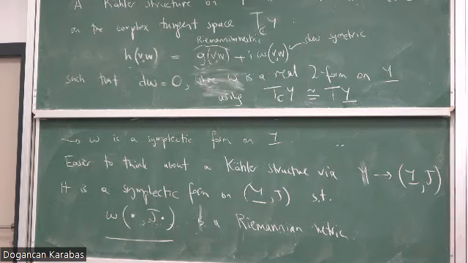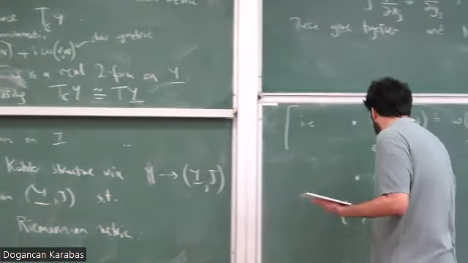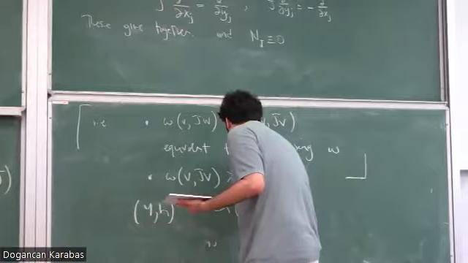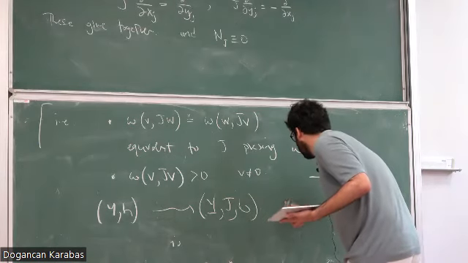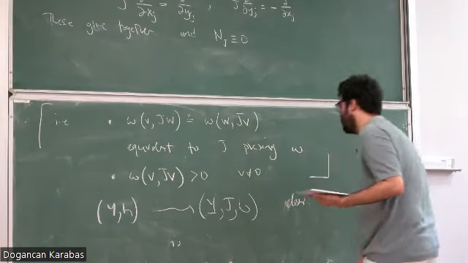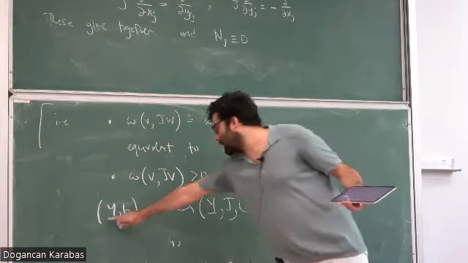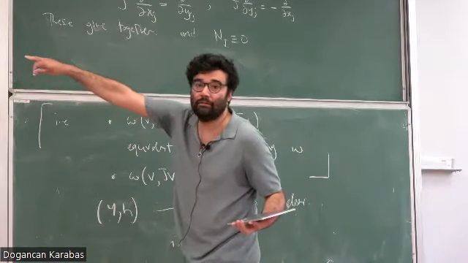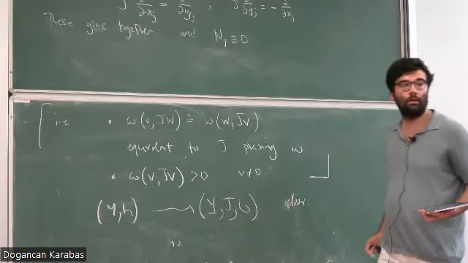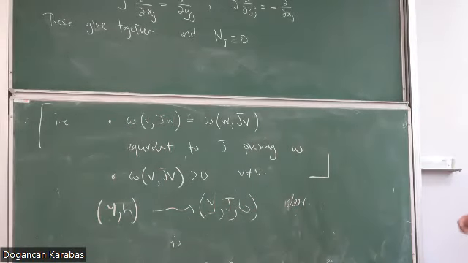And let me just say again, if you start with (Y, H), you get Y underline, and this is clear. So this passage is clear. Okay, we already explained how to go from Y to (Y underline, J), and H gives you omega by that formula. Okay.